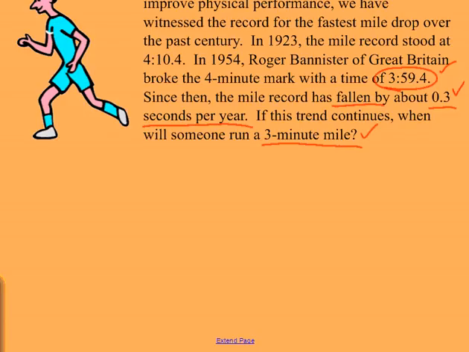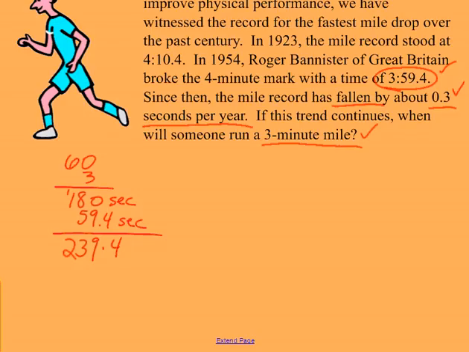So we're going to start by converting 3 minutes, 59.4 seconds into seconds only. So we know that there's 60 seconds in a minute, and we have 3 minutes, so that's going to be 180 seconds. But we have to add on the 59.4 seconds, so we end up with 0.4, 9, 8 and 5 is 13, carry the 1, 2. 239.4 seconds was Roger Bannister's record.